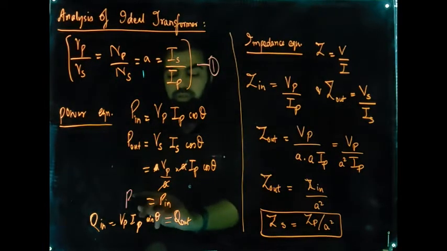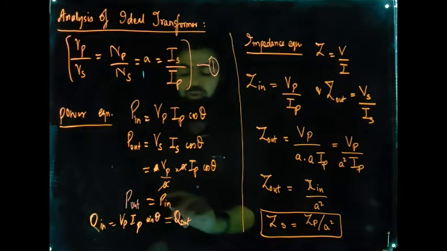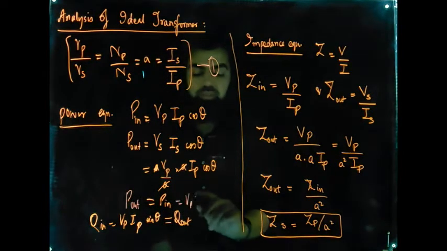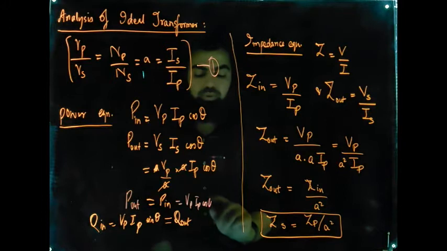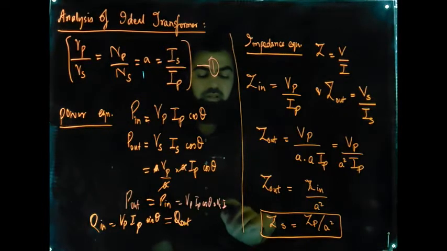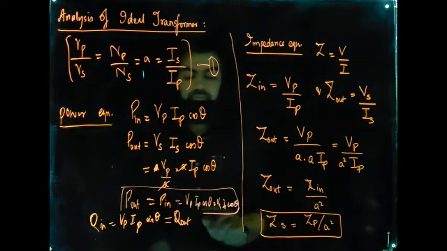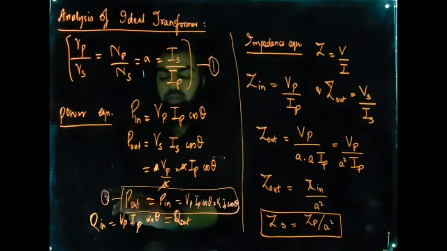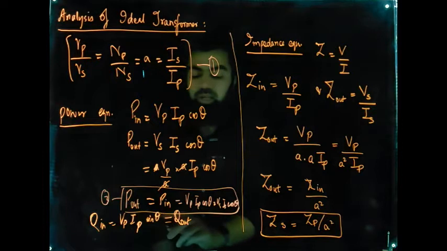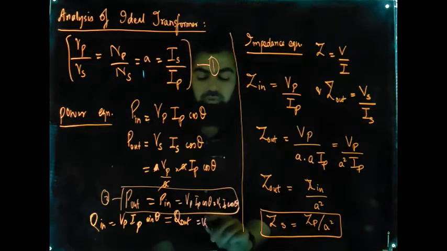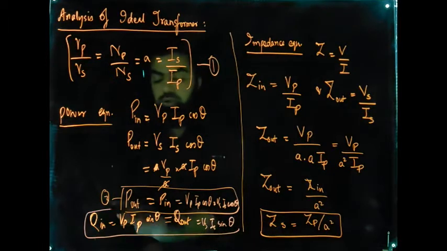This is equation number 2. P out is equal to P in is equal to Vp Ip cos theta, or you can also say Vs Is cos theta. Fine. So this is equation number 3. Similarly, Q in is equal to Vp Ip sine theta is equal to Q out is equal to Vs Is sine theta. So this is for an ideal transformer.